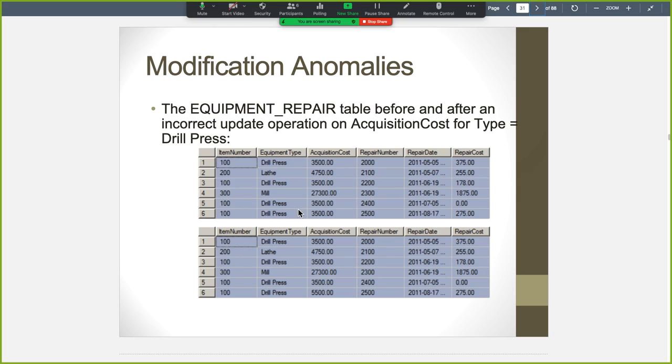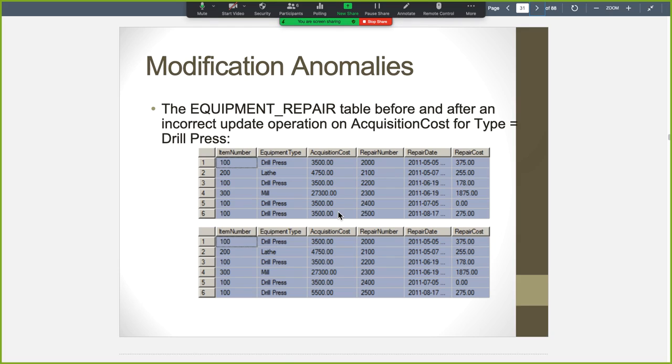If you see something that says item number 100, but the equipment type is mill, there's something wrong with it, right? So in this case, the first 2 columns are consistent, no problem. But if you look at the 3rd column, acquisition cost, the drill press 100, the first row here, actually I should avoid using record, first row here, 3,500, right? And if you see row number 3, item number 100, drill press, same equipment, acquisition cost 3,500. So if you check all the item number 100, their costs are all the same. It seems to make sense, right?